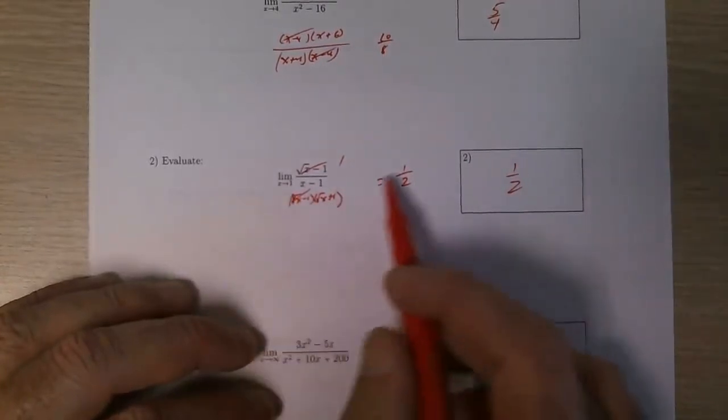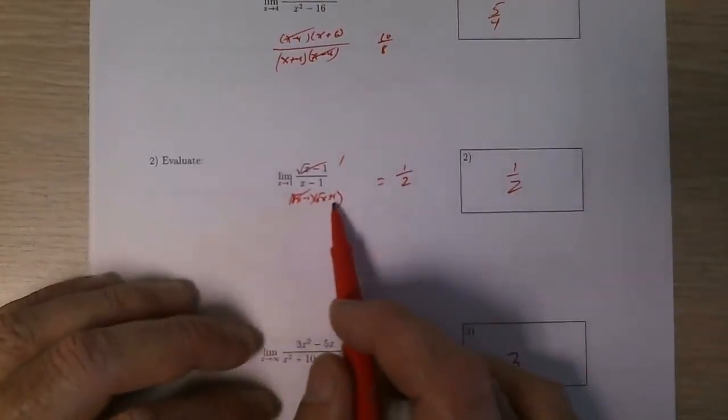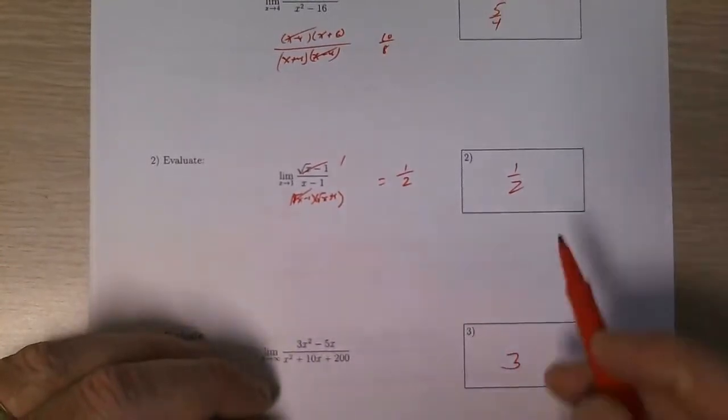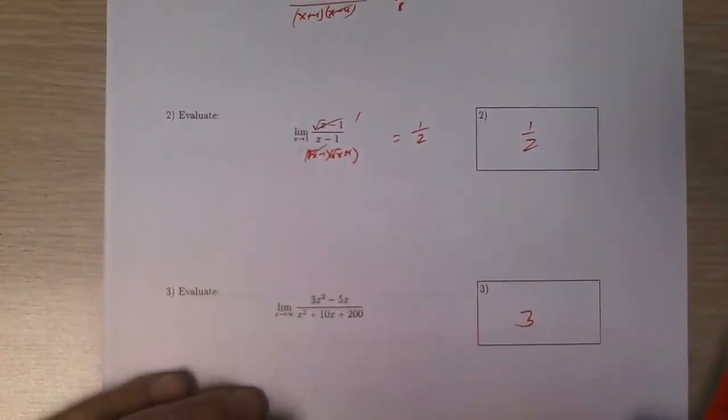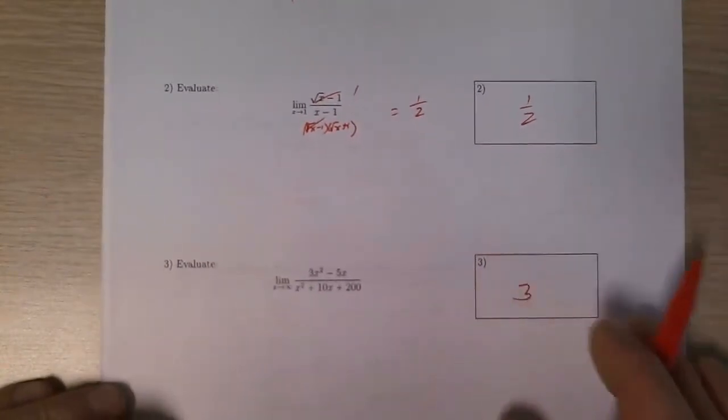Plug the 1 in now. There's a 1 on the top. There's a square root of 1 plus 1 on the bottom. That would be 2. So the answer is 1/2. Again, I think most people got that one right.